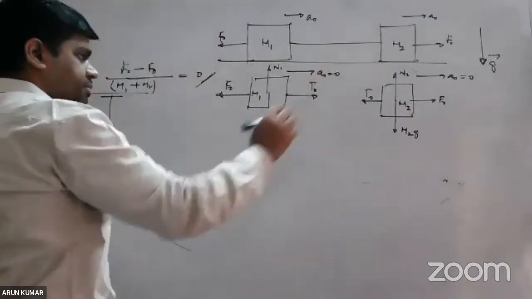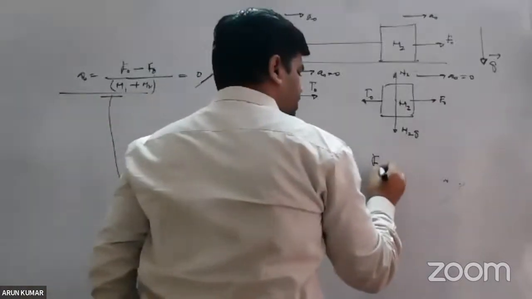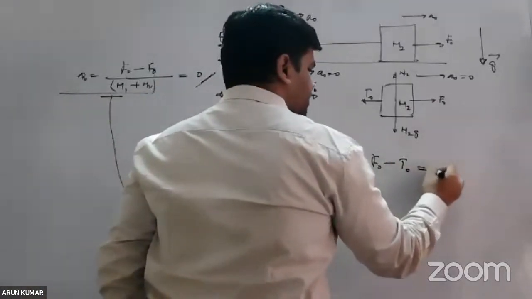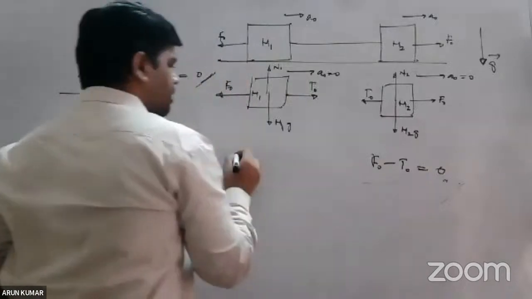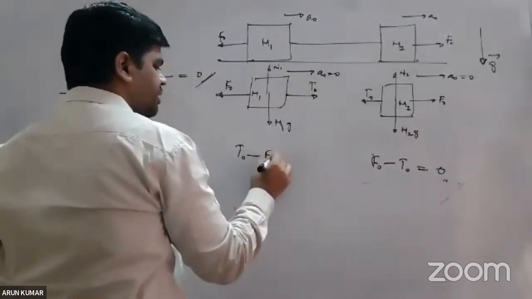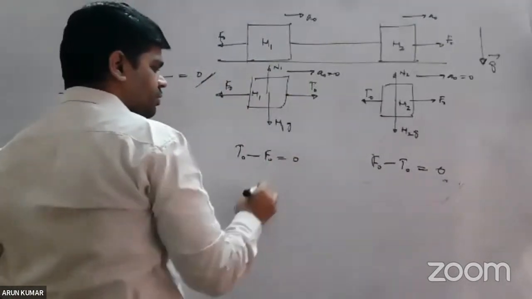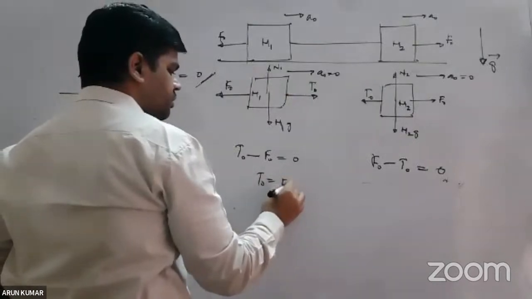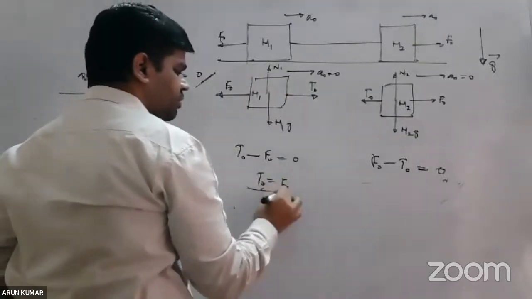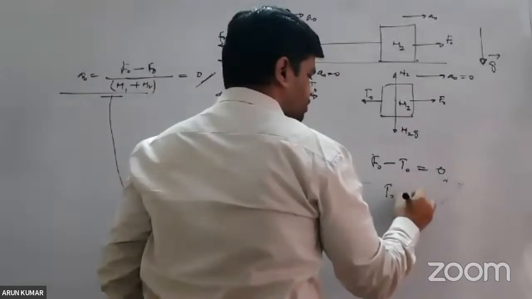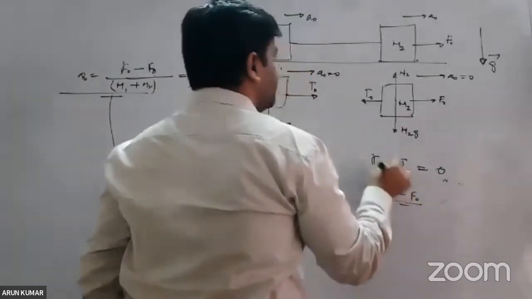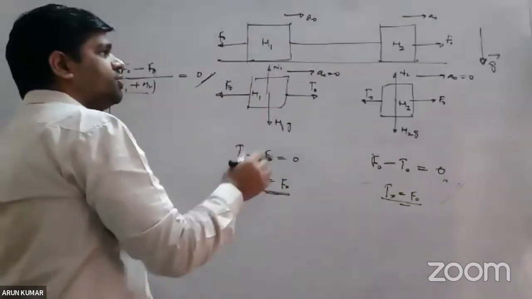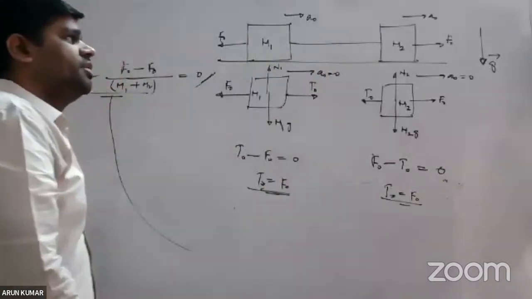Okay. Look at this. I'll write F naught minus T naught is equal to 0. Here, T naught minus F naught equal to 0. So T naught is equal to F naught. I got the same thing from here and here. For both the blocks, I got the same thing. So tension will be equal to F naught.